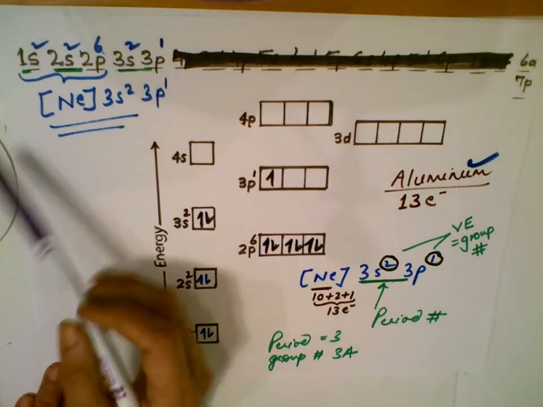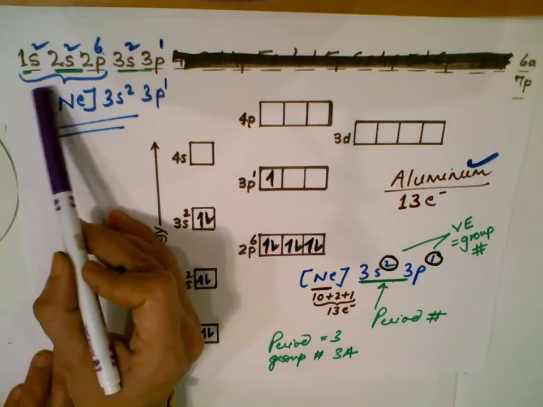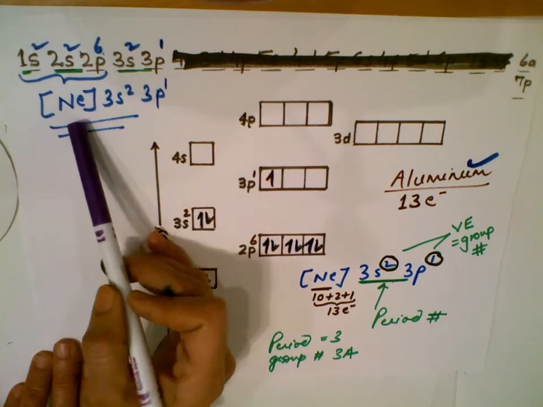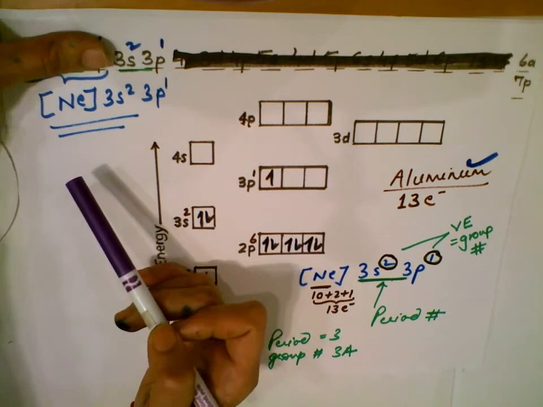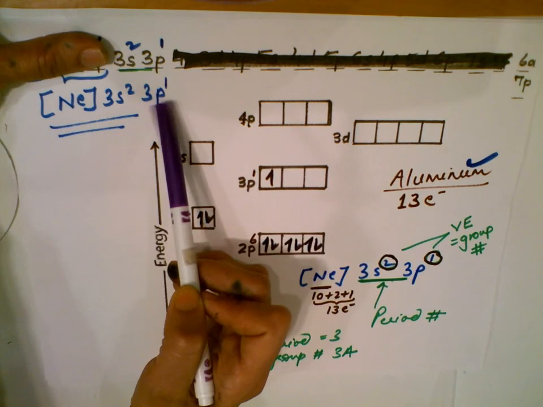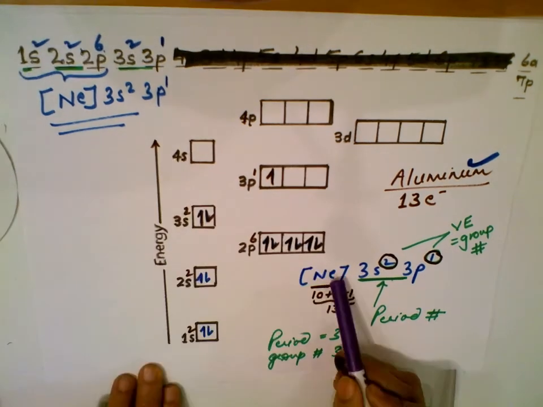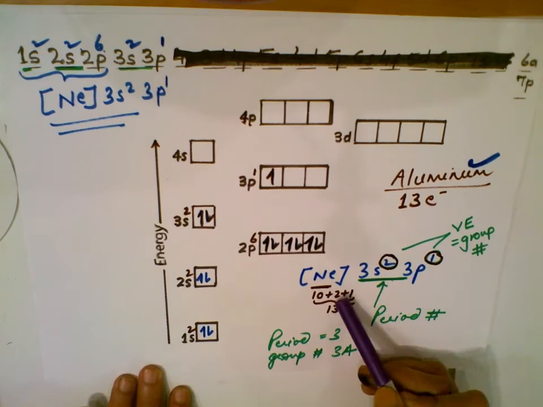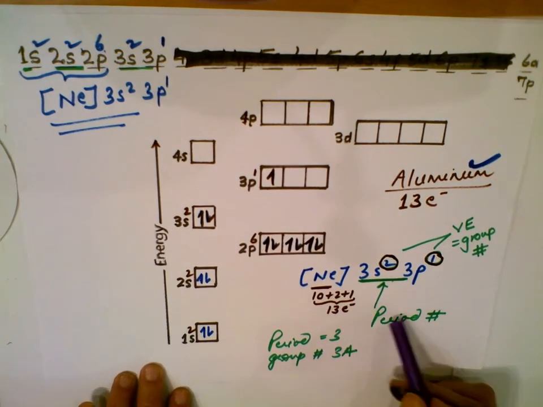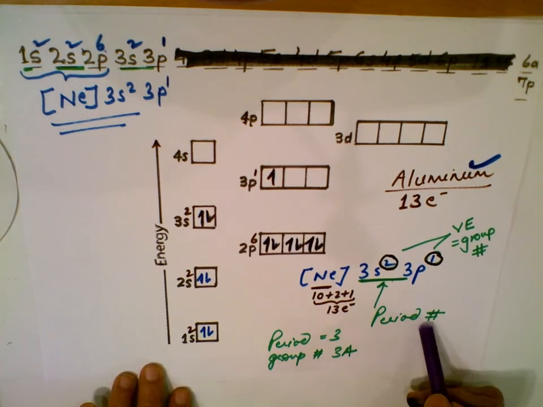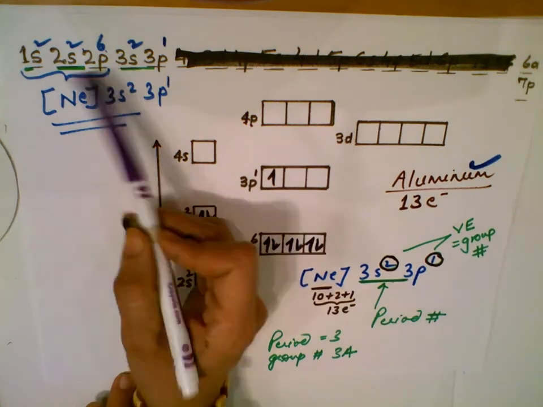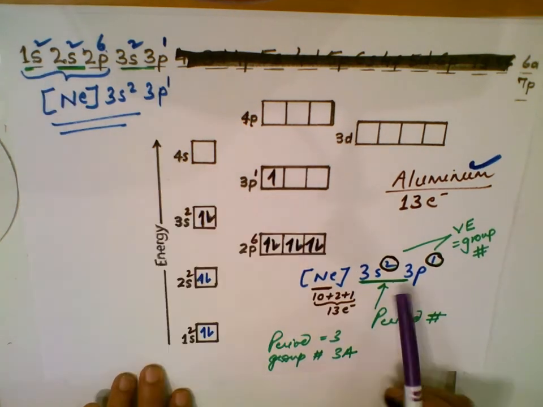So what would you do to write the shorthand notation? Instead of writing the first part, we write neon, 3s2 3p1. When you add the 10 electrons of neon, 2 electrons here, and 1 electron here, it is 13 electrons. And what's the period number? The period number is the same as the outermost energy level, which is 3 here. That's the highest level: 1, 2, and then 3.